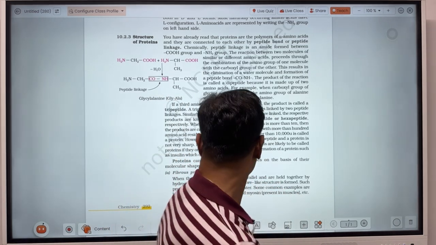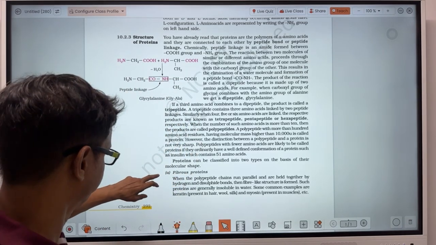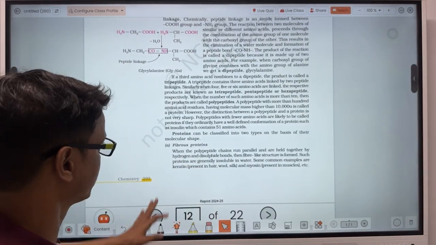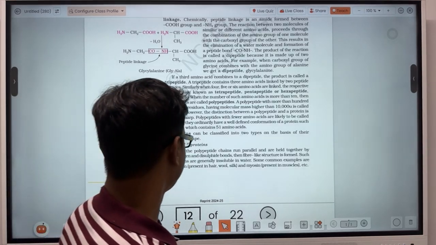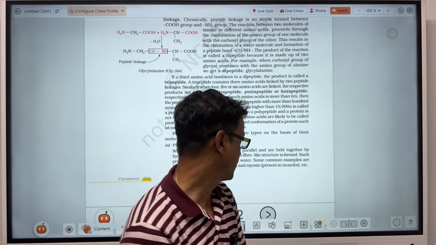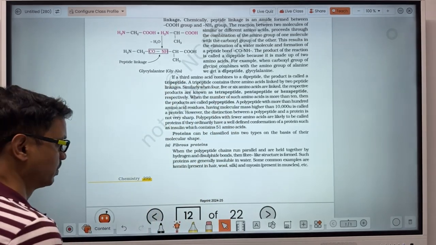Okay, now classification of proteins. Protein is of two types. One is fibrous protein, another one is globular protein. Fibrous protein and globular protein.